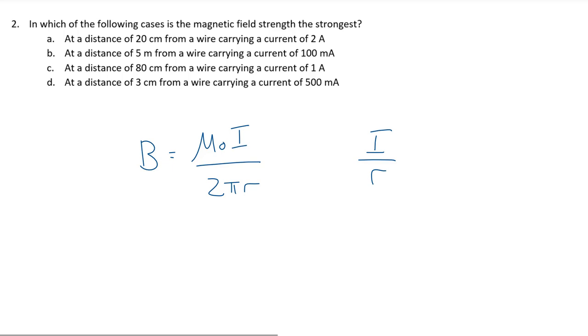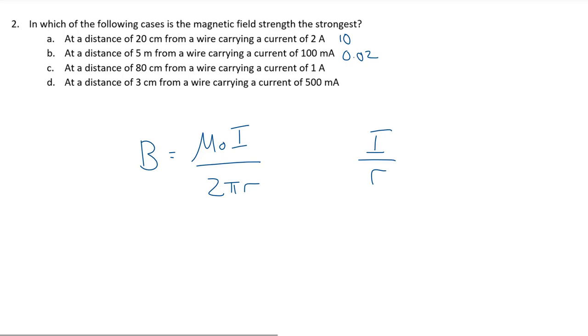For the first case, I have that the current is 2 amps and the distance is 20 centimeters or 0.2 meters. Therefore, this factor I divided by R is going to be equal to 2 divided by 0.2. In other words, this factor is 10. For the second case, this I divided by R is going to be 100 milliamps, which is 0.1 amps, divided by 5 meters. 0.1 divided by 5 is equal to 0.02.